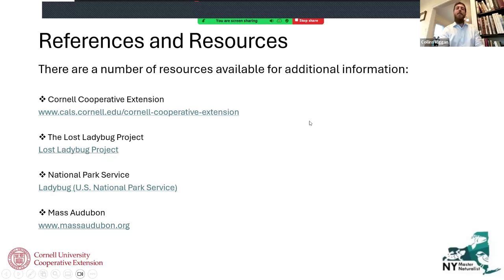And then I wanted to list some references and resources for folks. Cornell Cooperative Extension is a great one. I wanted to include the info for the Lost Ladybug Project. The National Park Service has a lot of good information on ladybugs, as well as the Mass Audubon Society.